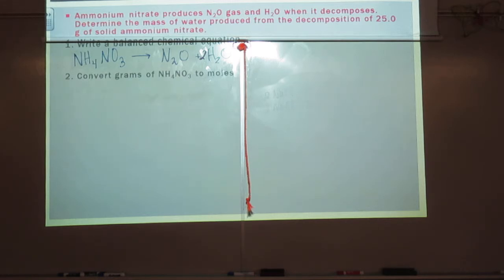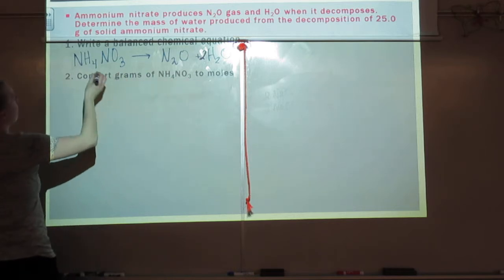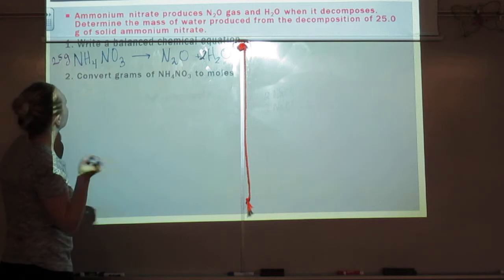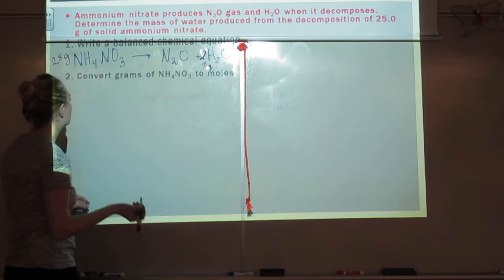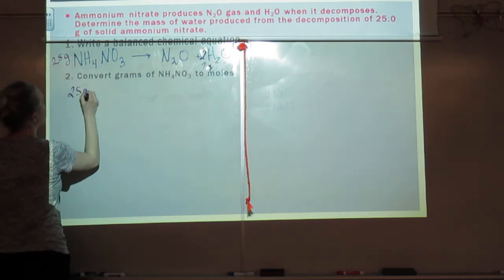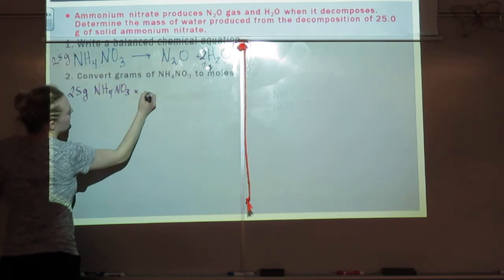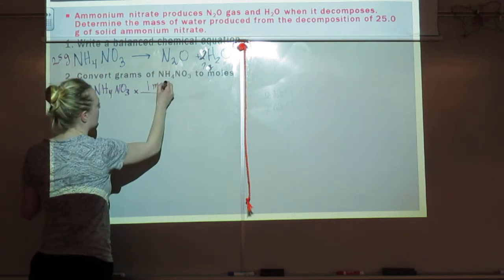All right, convert grams of the ammonium nitrate to moles. So we're starting with what we know. Like I said before, you can always write what you know above it. I'm starting with the 25 grams of this. And I'm looking for the mass of the water, which is how many grams of water produced. Convert mass of that to moles. Okay, 25 grams of the NH4NO3. And then we'll have to determine the molar mass to figure out how many is in 1 mole.